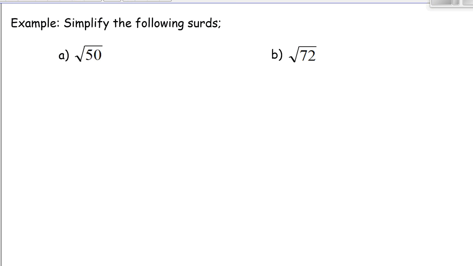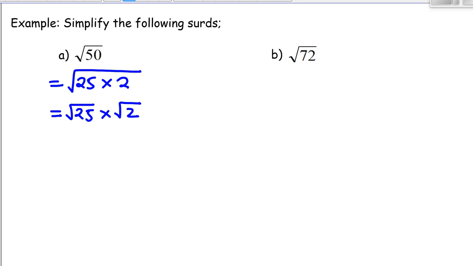Here's another example. Simplify the following surd. So I'll use the same process. If you want to work out the square root of 50, I'm going to write the square root of 50 as a product of two factors, one of which has to be a perfect square. So I'll end up with 25 multiplied by 2, which can be written as the square root of 25 multiplied by the square root of 2. And we know that the square root of 25 is 5, multiplied by the square root of 2, which will be 5 root 2.